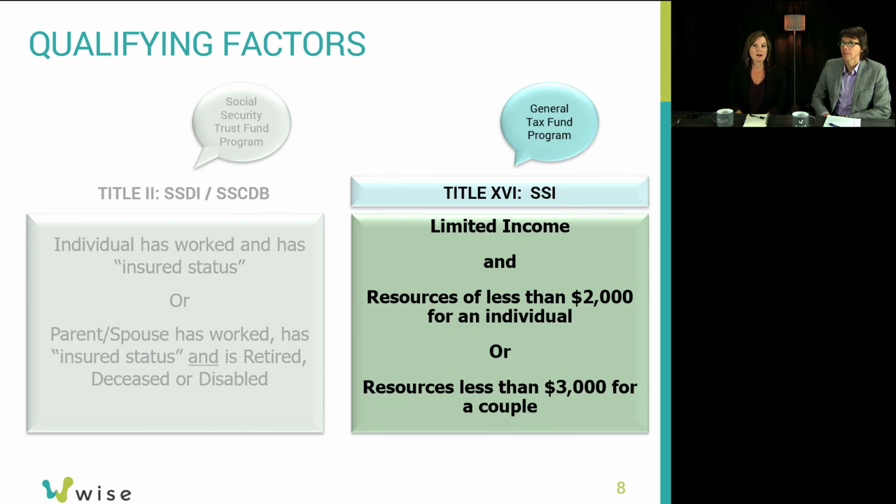So, limited income, we're going to talk more about what that means, and then resources of less than $2,000 for an individual, or for a couple, it's resources of less than $3,000. So in other words, there's really not twice the resources for a married couple. There's just 1.5 times the resources.